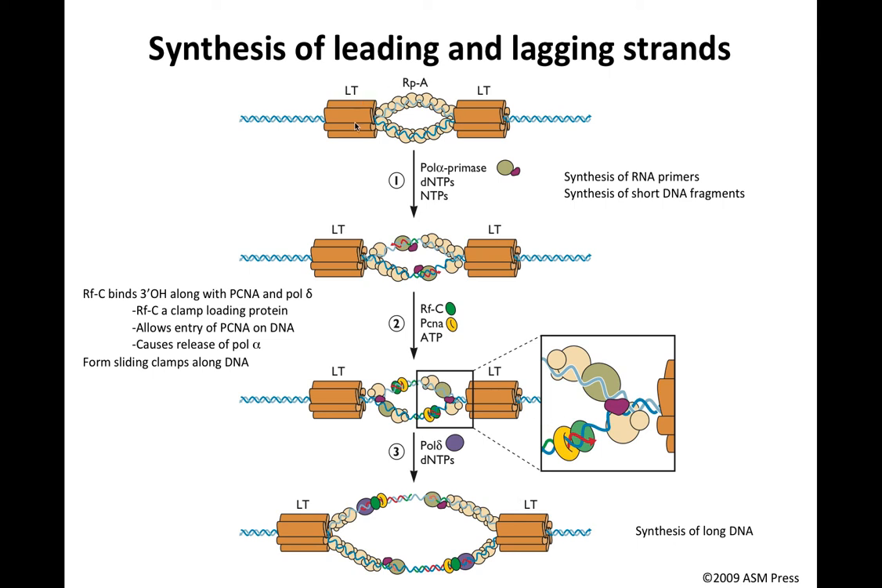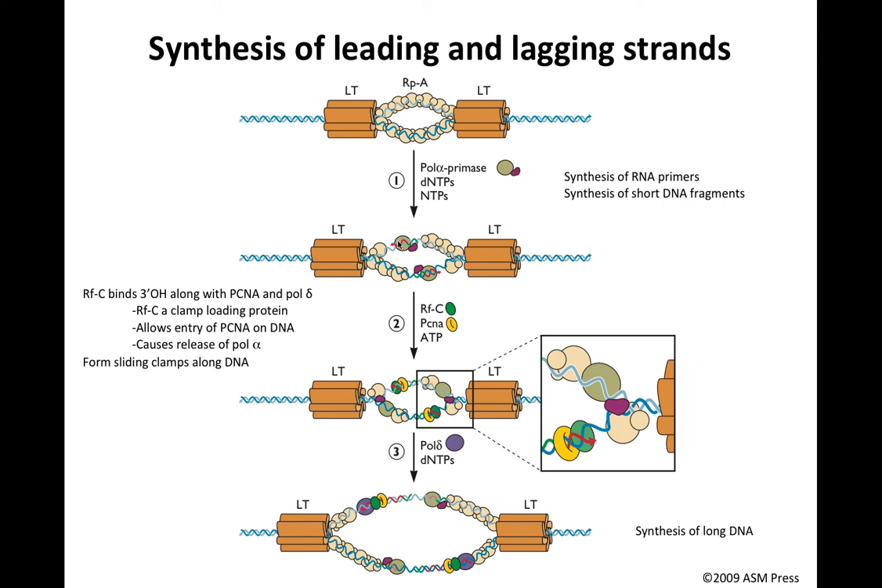Now, here again, we have our minimally denatured SV40 DNA, two hexamers of large T. We have molecules of RPA bound, and this region's been denatured. The next thing that happens is we're going to add an enzyme to synthesize the RNA primers and a little bit of DNA. So that is a complex of enzymes called polymerase alpha. There are several DNA polymerases in the cell that participate in this process of DNA replication, and one of them is called polymerase alpha or Pol alpha. And the enzyme that makes the RNA primers is called the primase. And those are these two proteins here, Pol alpha and primase.